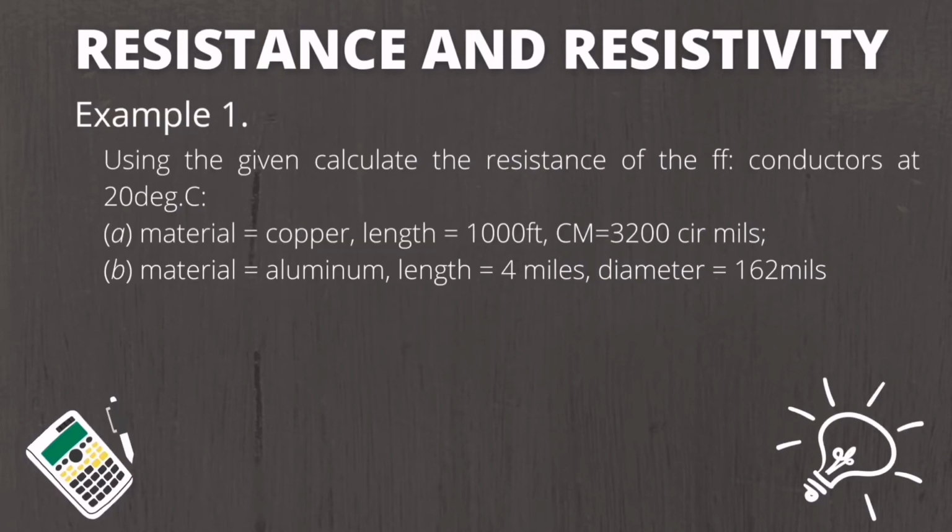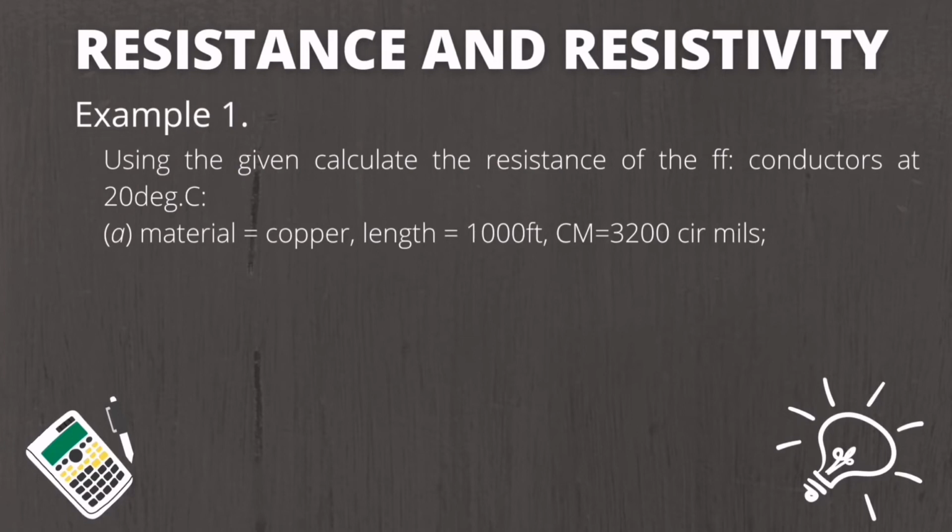Let us proceed with the examples. Example number 1: using the given table, calculate the resistance of the following conductors at 20 degrees Celsius. For letter A, the material is copper, the length is 1000 feet, and the area is 3200 circular mils. For example 1B, the material is aluminum, the length is 4 miles, and the diameter is 162 mils.